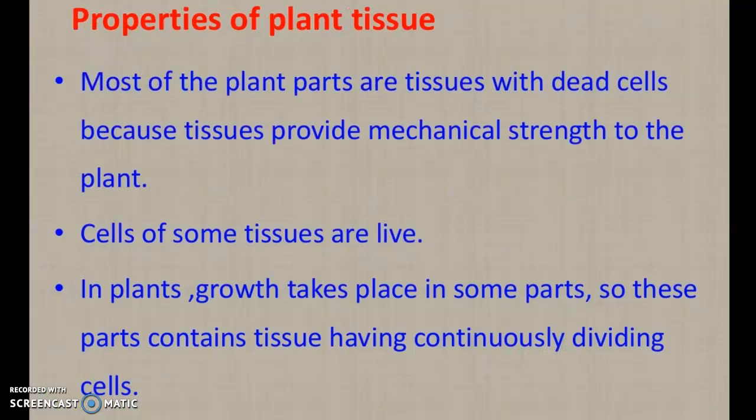Properties of plant tissues. Most of the plant parts are tissue with dead cells because tissue provides mechanical strength to the plant. Some of the plant cells or tissues are live. In plants, growth takes place in some parts, so these parts contain tissue having the ability to divide continuously.